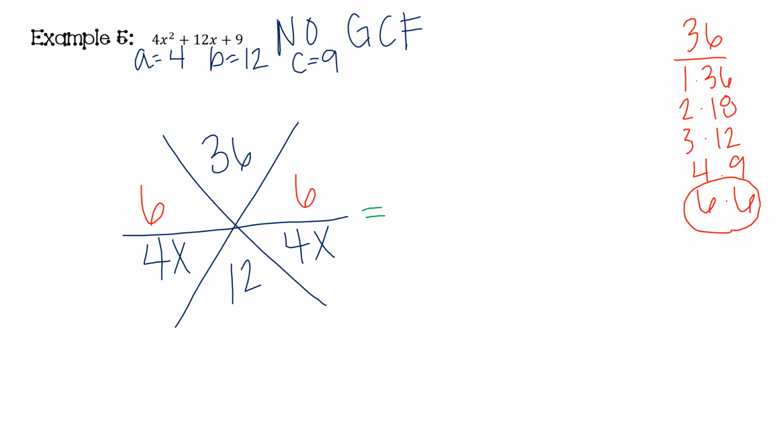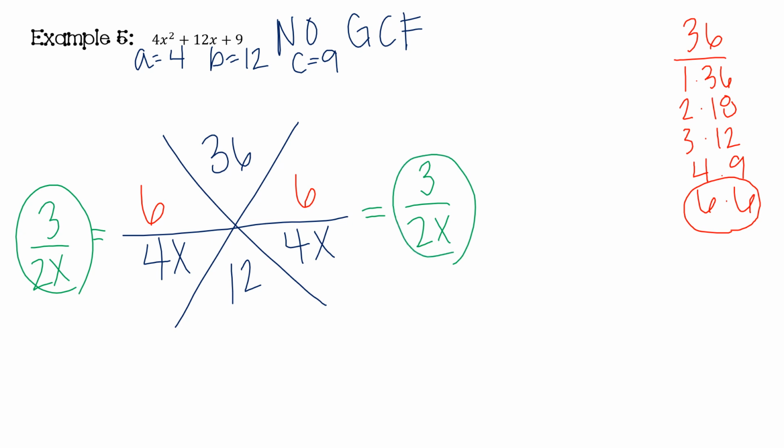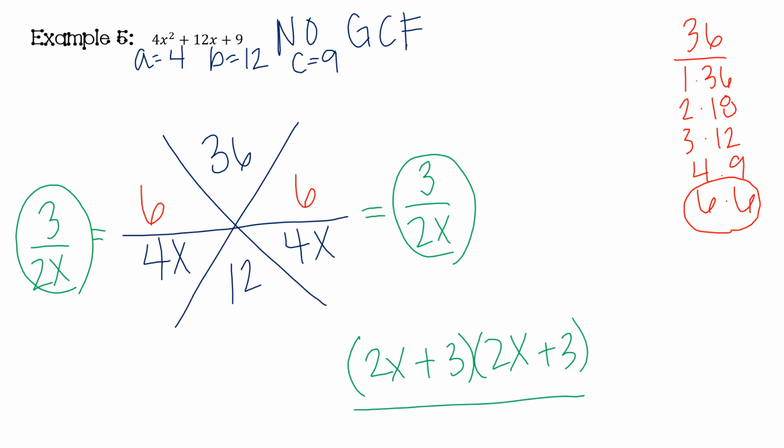But when you're simplifying, you're just looking for essentially a GCF again. What can I divide 6 and 4 both by to simplify this fraction? I can divide them both by 2, which would make it 3 over 2x. And then this side would also be the same. So those are my simplified fractions, and then I can write those as my factors. So 2x plus 3, 2x plus 3. And that would be my factored form.